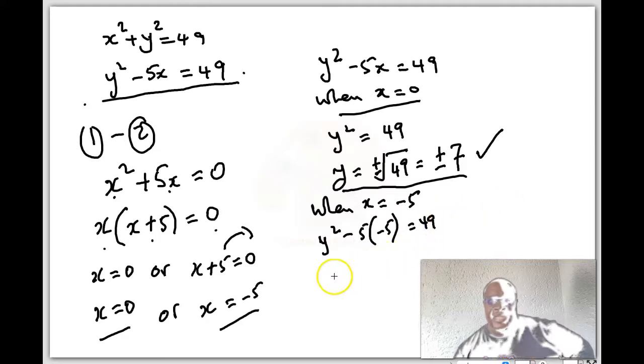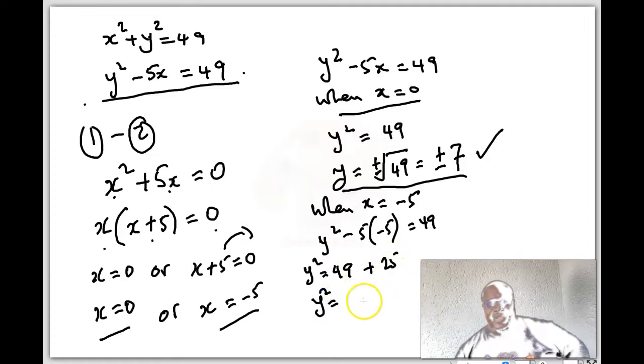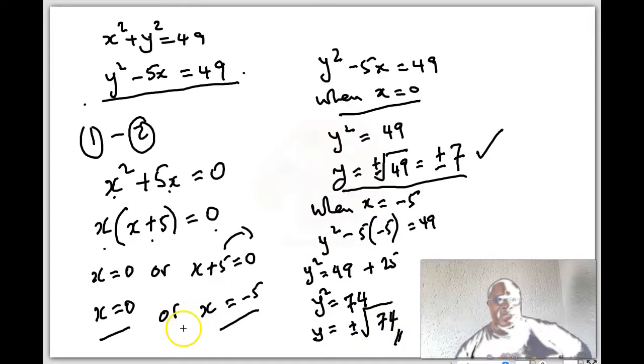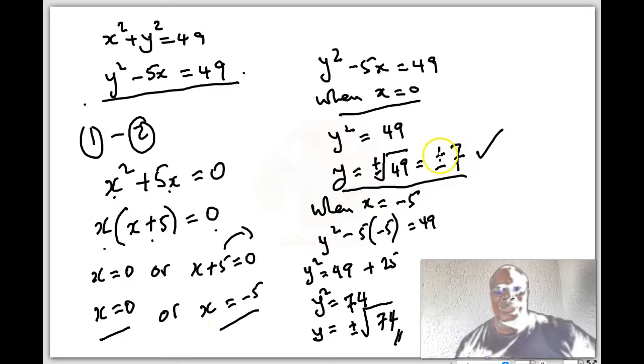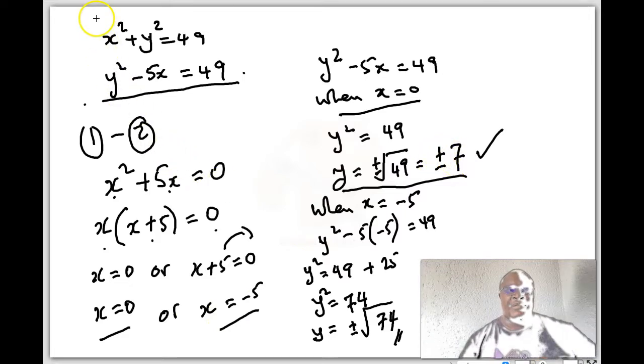So in other words, we're saying y squared is equal to 49 plus 25. So y squared is equal to 74. So y is equal to plus or minus the square root of 74. So these are our y values and these are our x values. By doing this, you've actually solved the simultaneous equation.